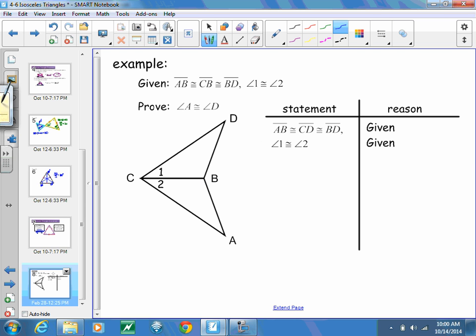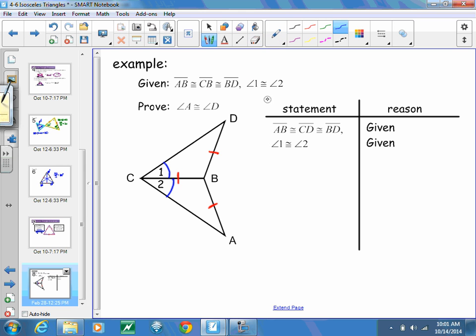So now that we've taken a look at our properties of an isosceles triangle and equilateral triangle, I want to go through here and talk about how we can use this information to set up a two-column proof, because this is everyone's favorite thing to do. First of all, what I'm given here is that segment AB is equal to CB and CB equals BD. So I have these three segments that are congruent to each other, and I also have that angle 1 is congruent to angle 2.